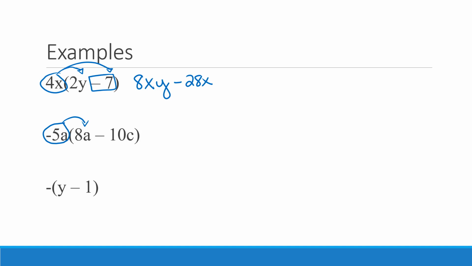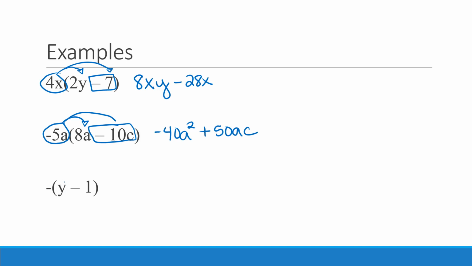Signs are going to be important with this one. Negative 5a times 8a. So negative 5 times 8 gives me negative 40. And we just talked about this a while ago. a times a is a to the second power. Negative 5 times negative 10c. Negative times a negative gives me a positive 50. And then a times c can be written as ac.